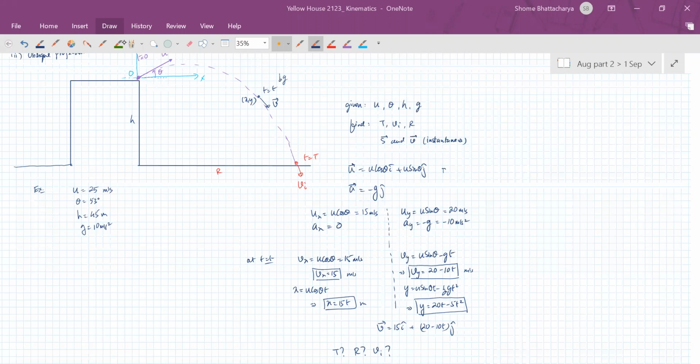Yes, tell me. Sir, I am getting two values of time, but one is negative, no beta? You'll get two roots of the quadratic equation, but one will be negative. So that one you will have to reject, no? Time can be positive only. Understood, no? Yes, sir.